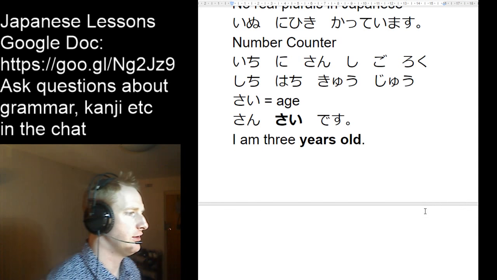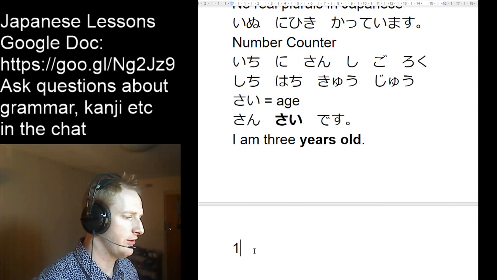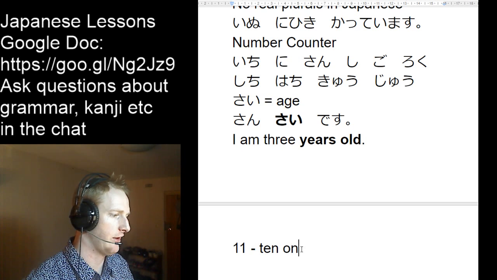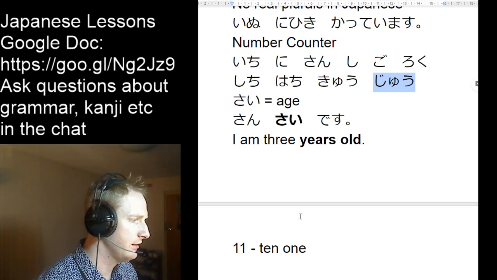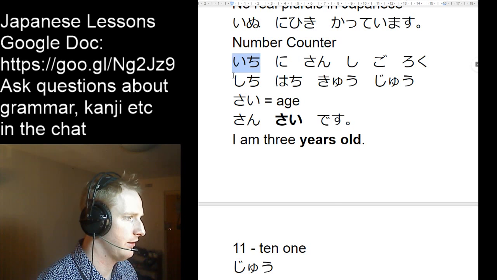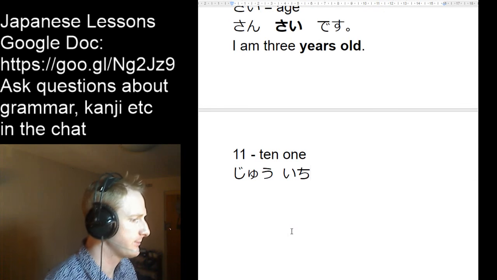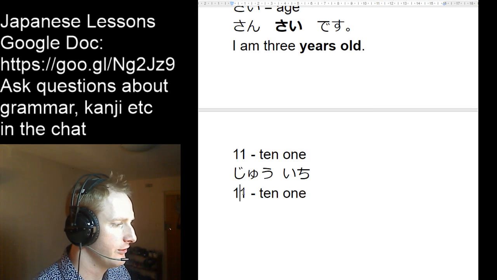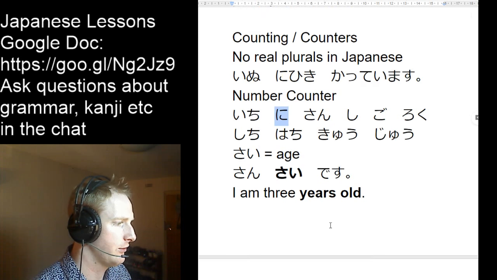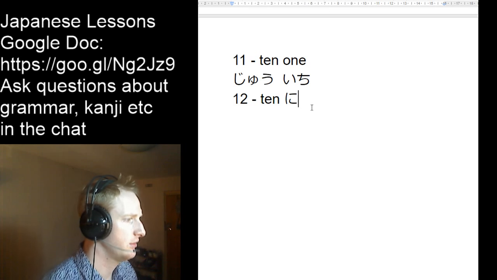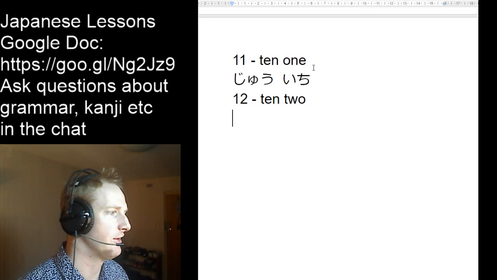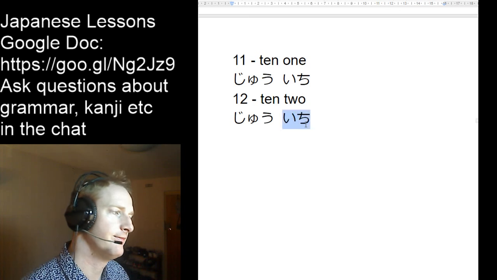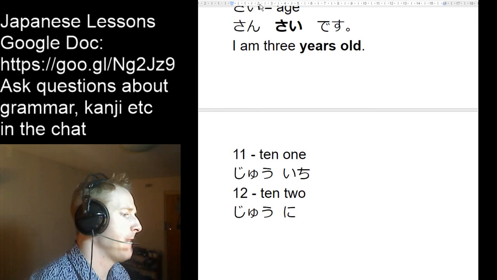So how do we continue to count? Well, once we get to 11, you say the word 10, and then you say the word 1. So the word 10 is ju, and the word for 1 is ichi. It's ju ichi, 11. Now we just keep going up with the other numbers, following the same thing. So 12 is ju ni. And we can just keep going all the way up.